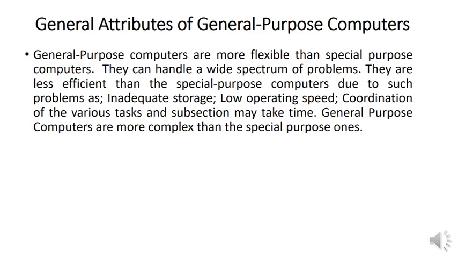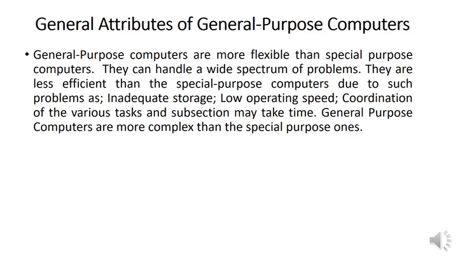They are less efficient than the special purpose computer due to such problems as inadequate storage, low operating speed, and coordination of the various tasks, which may take time. General purpose computers are more complex than special purpose ones, you see. So their performance is affected by speed. It's also affected by memory size, and by the type of data the general purpose computer is used to process.